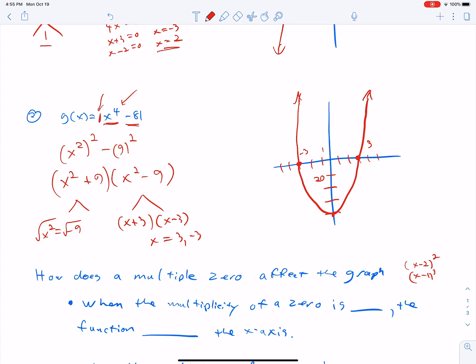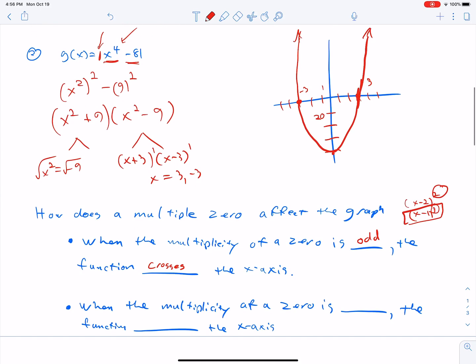This is called the multiplicity of a zero. We're looking at the degrees of these. When the multiplicity of a zero is odd, so 1 or 3, then the function crosses the x-axis. When we look up here, these were all 1s, right? Because they're 1s, they cross the x-axis. On the other hand, when the multiplicity of a zero is even, then the function has a turning point.